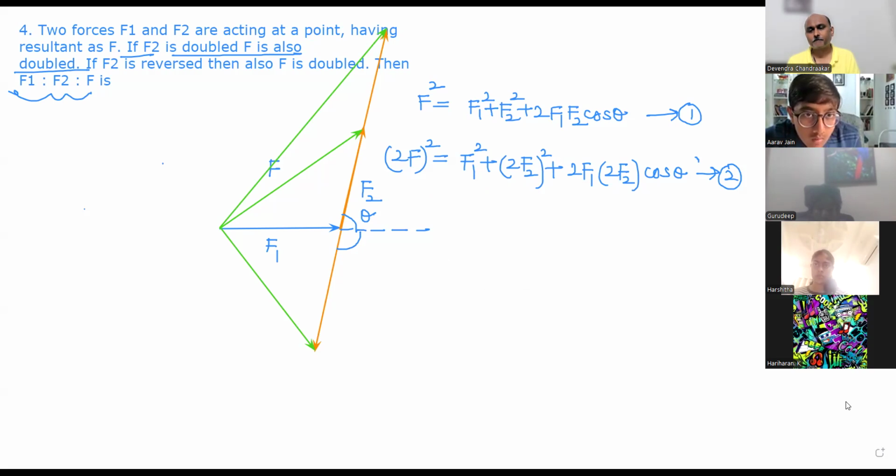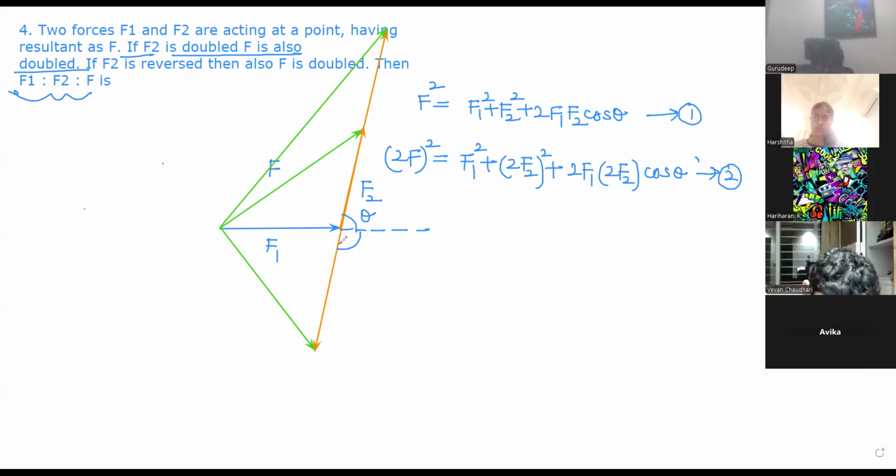Hariharan? I don't know. Hariharan? Hariharan disappeared again. Avika, in the third case F2 is reversed. What is the angle between? Why is your camera not on? Sir, I'm Harshita, traveling. I'm reaching home in 5 minutes.